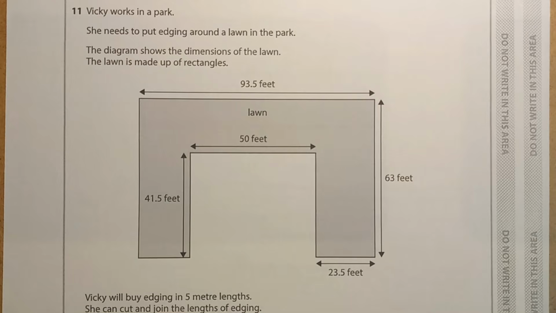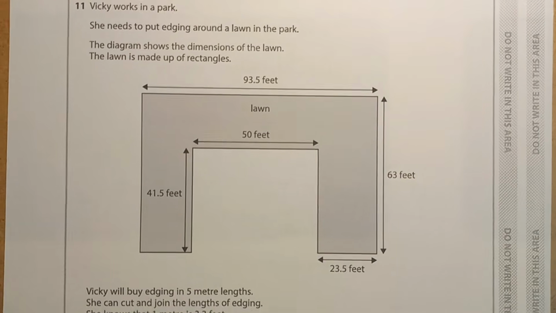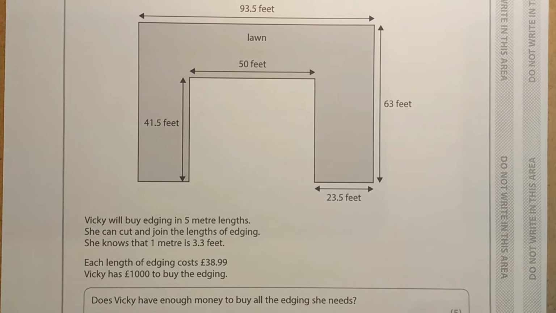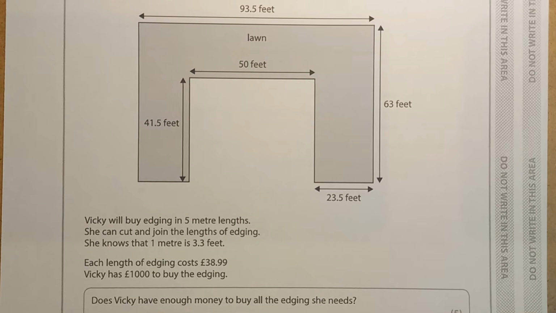Vicky will buy edging in 5 metre lengths. She can cut and join the lengths of edging. She knows that 1 metre is 3.3 feet. Each length of edging costs £38.99. Vicky has £1,000 to buy the edging. Does Vicky have enough money to buy all the edging she needs?